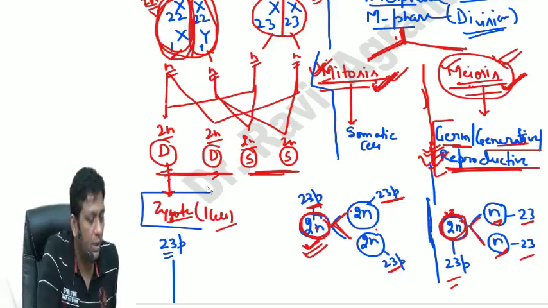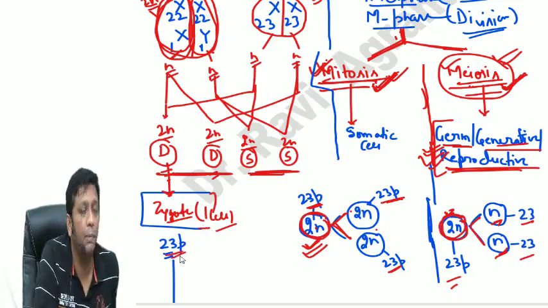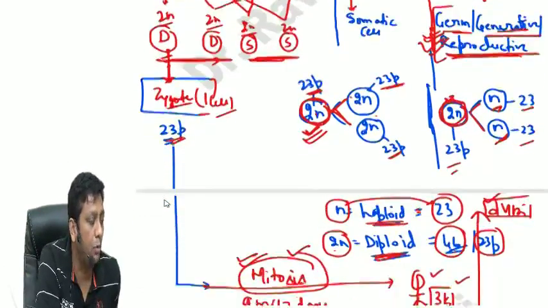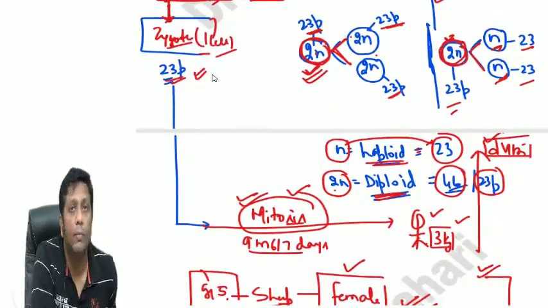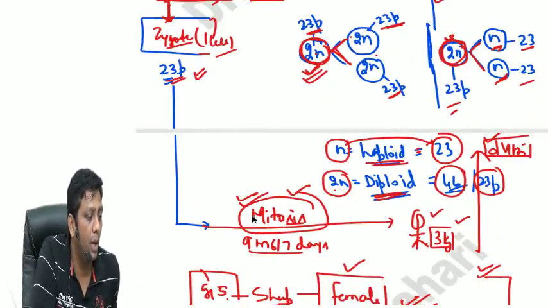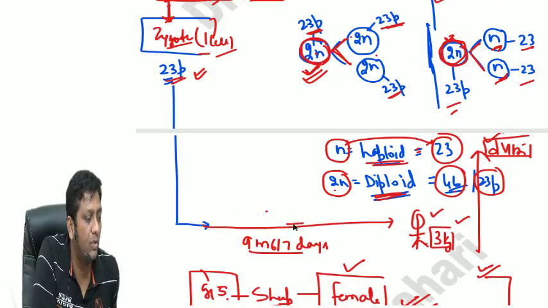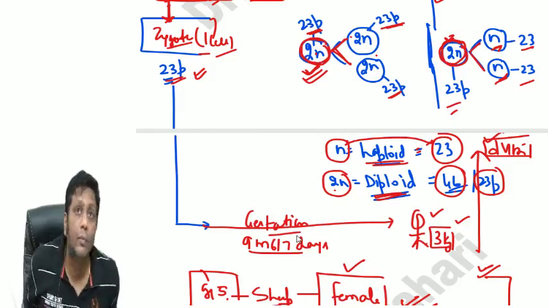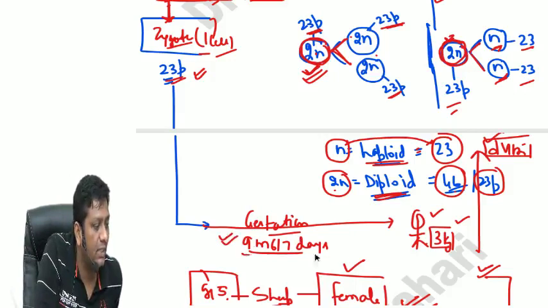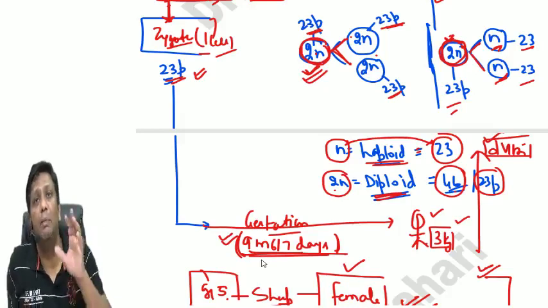And how many chromosomes does the zygote have? It's 23 pairs. Suppose it's a daughter. This 23 pair of chromosomes, that zygote will develop into the mother's body, and that period is called the gestation period. This gestation period you can also call the embryonic development period. How much duration of time? 9 months and 6 or 7 days. Total duration for the development of a baby is maximum 9 months and 6 or 7 days.